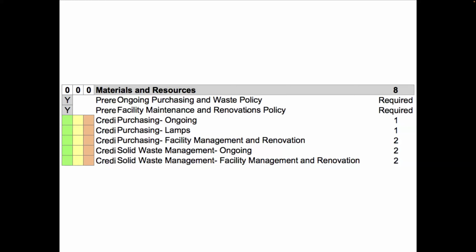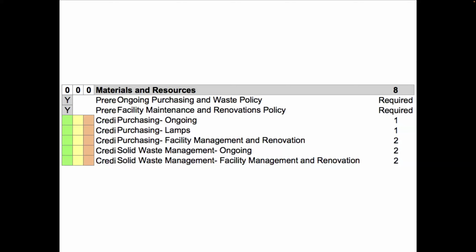Same thing with the facilities maintenance and renovation policy. It's a lot about what you're going to do with the waste, what kind of products you're going to use, and what you're going to base it on. Ongoing purchasing is usually based on cost. You look at your greatest amount of consumables, usually paper and office supplies. So you look at everything you spend money on in consumables, and then see, based on cost, whether you meet certain thresholds for the amount of products you use that have recycled content.